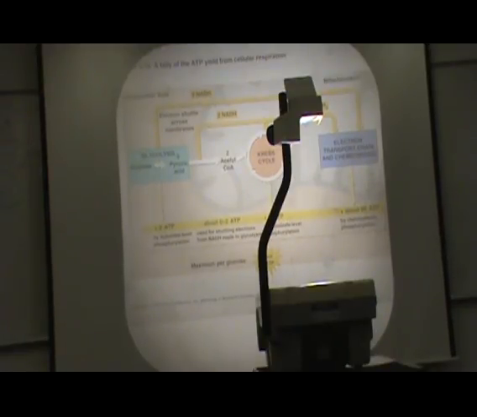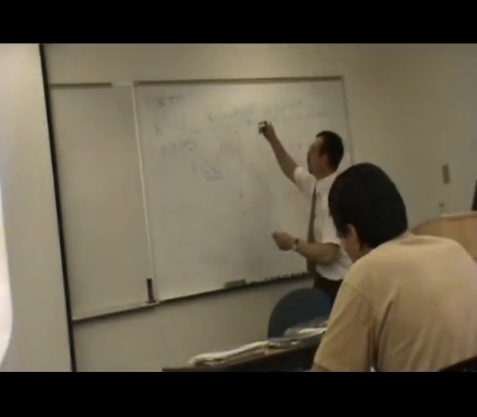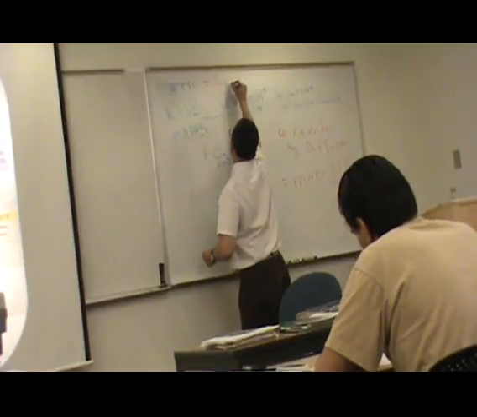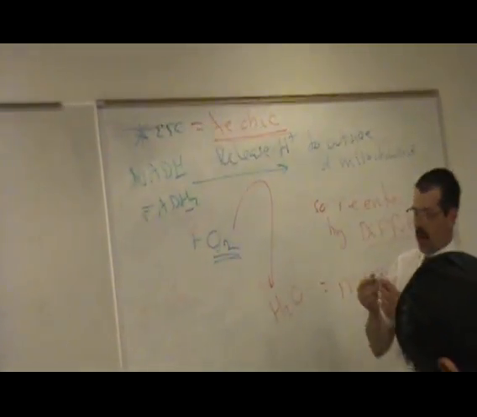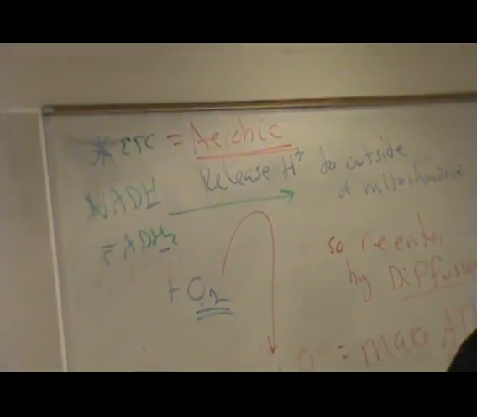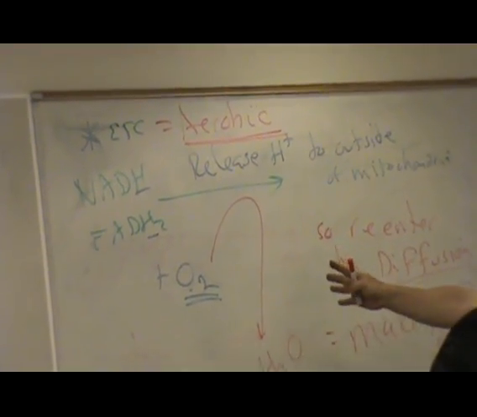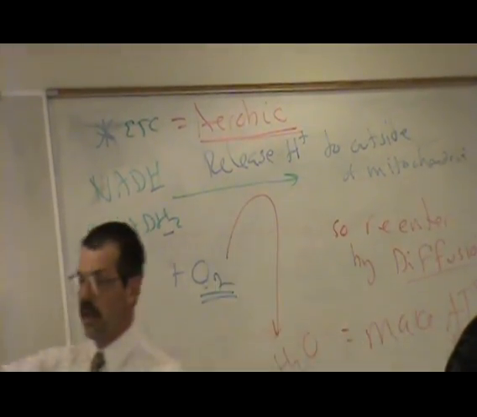Because that's where we're going to make the ATP by using oxygen and the H's. So what do we call it if you're using oxygen to make energy? Aerobic. So when you're doing aerobic metabolism, you're doing step 3. I'm using oxygen to make energy.